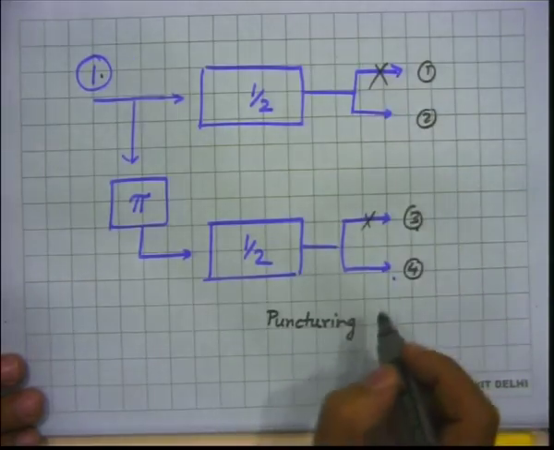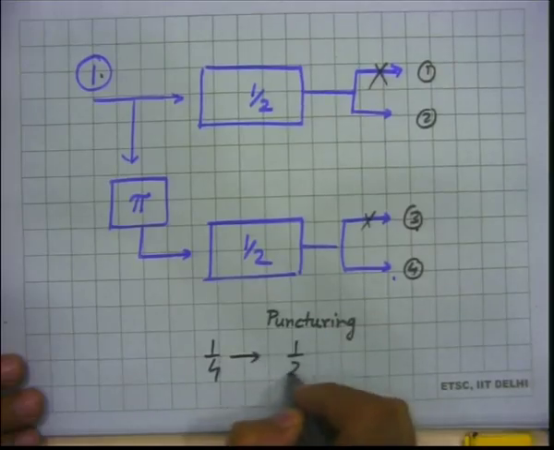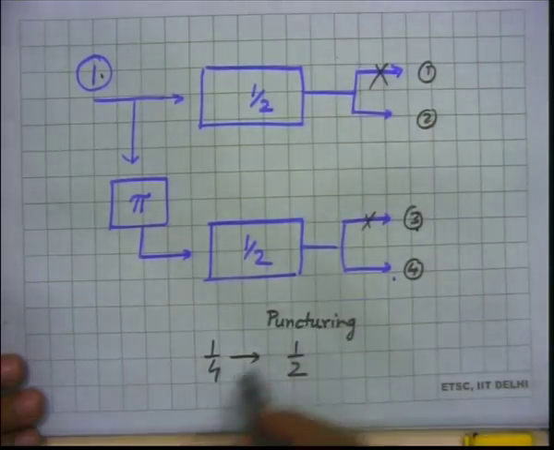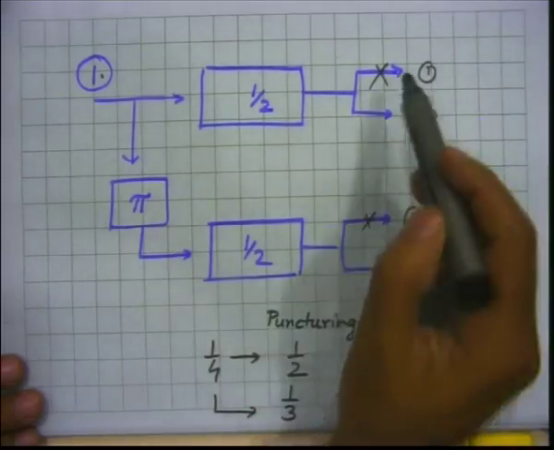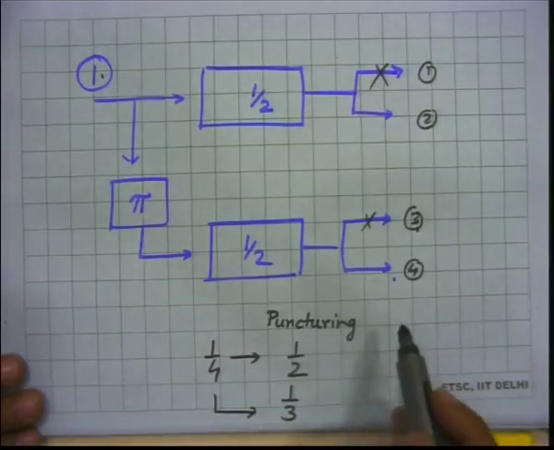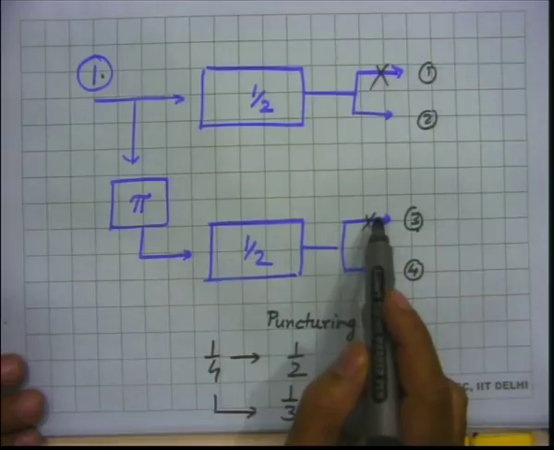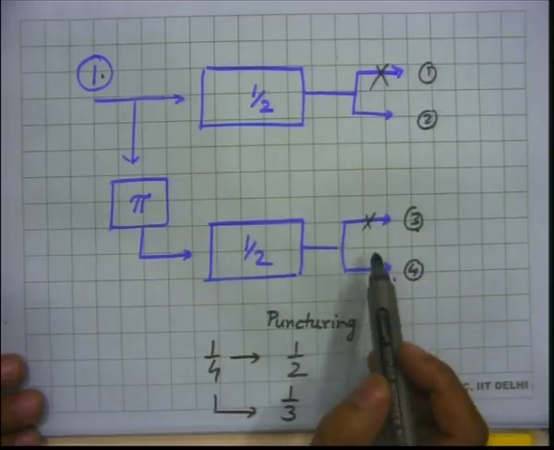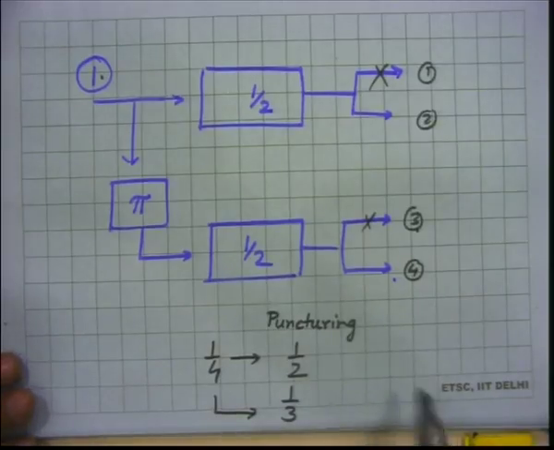So, I can lead this rate 1 by 4 back to 1 by 2 if I cancel out both of them, or I can take it to 1 by 3 if I just drop one of them. This is the puncturing process. So, I am introducing errors by myself, but what the strong encoder decoder can do is to recover from this self-introduced error. Okay.